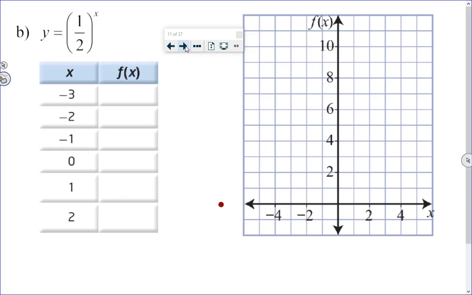When x is 1, the y coordinate will be 1/2 raised to the 1, which is 1/2. When x is 2, the y coordinate will be 1/2 raised to the 2, which means I square 1/2. If I square 1, I get 1. If I square 2, I get 4. Notice that to go from 1/2 to 1/4, you multiply by 1/2.